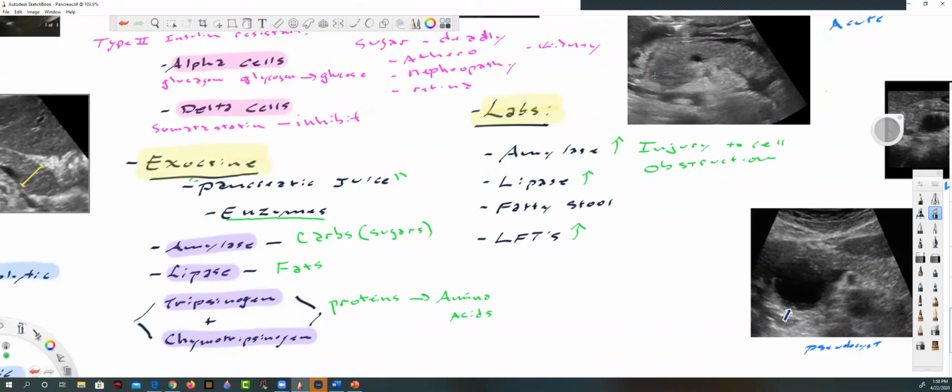So we've got a stone down here, or we have a mass down here. Either way, you're obstructing the duct. For some reason, it can only stay in a pre-proteolytic state for a set amount of time, and then it starts to become proteolytic, and it will start to eat its way right through the side of the organ. Chronic, or loss of tissue.